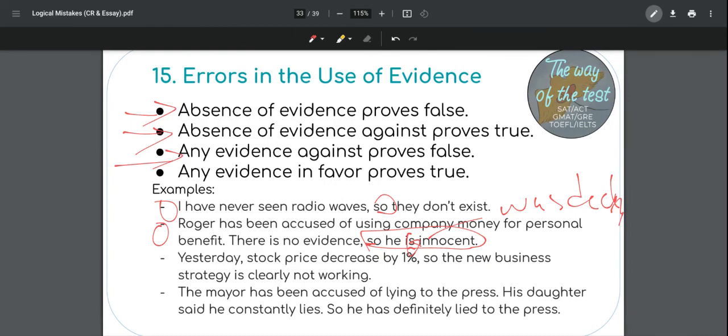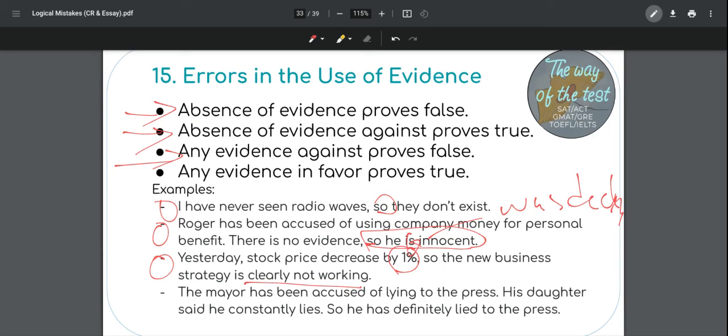Okay, the third type: any evidence against proves something false. The third example here: yesterday the stock price decreased by 1%, so the new business strategy is clearly not working. Just one piece of evidence, especially if this is a new strategy that you just put into practice and you have one little decrease of 1%, doesn't tell us much, because we don't know the extra information. We don't know what else happened in the market that day. So one little piece of evidence does not prove something false. And this is also why in the critical reasoning section, they call them strengthening and weakening questions. They don't say that something completely makes the argument false or completely makes the conclusion true, right?